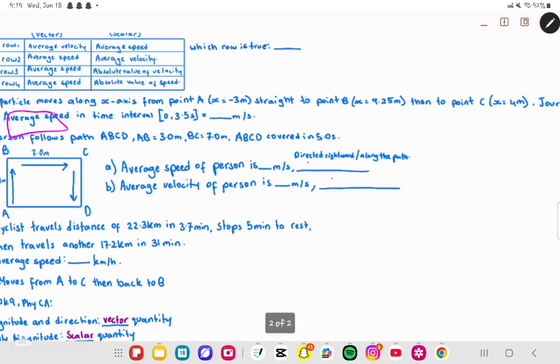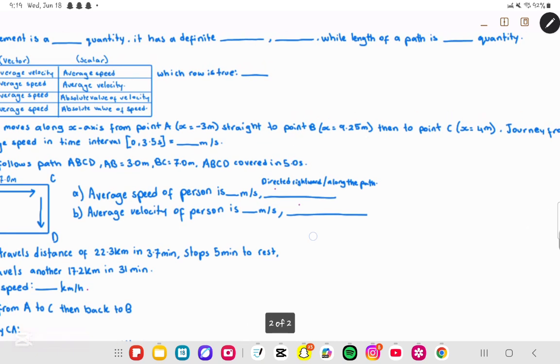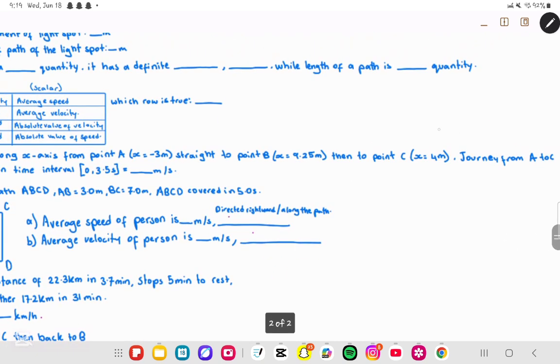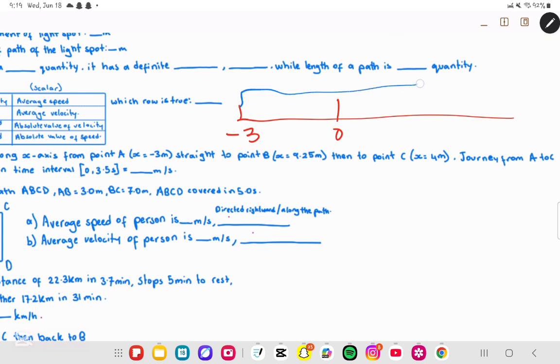Average speed is very simply the distance over the time. So let us find the distance traveled, okay? To find the distance traveled, we'll need to draw what happened. First, it starts at what? Let's say this is 0 over here. It starts at minus 3. So from minus 3, it moves from A all the way to B, which is what?